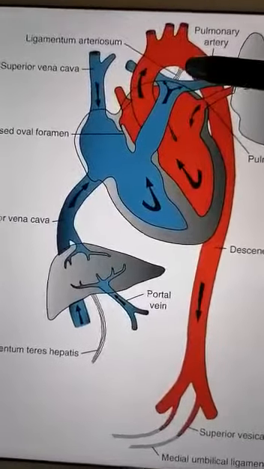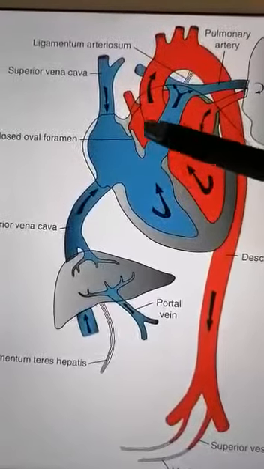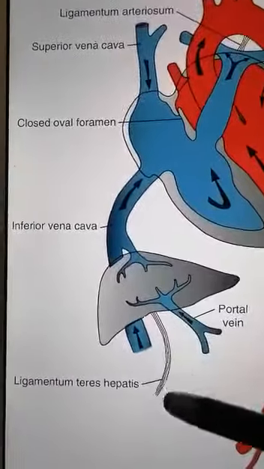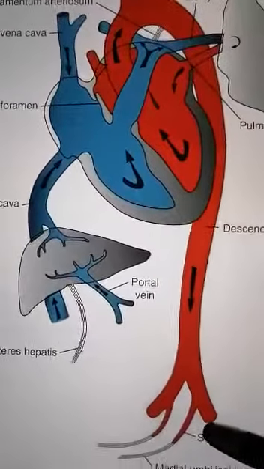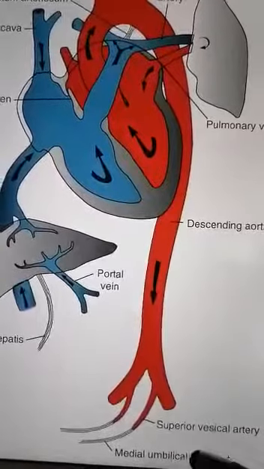The ductus arteriosus becomes the ligamentum arteriosum, the foramen ovale closes, the umbilical vein develops into the ligamentum teres, and the umbilical arteries develop into the medial umbilical ligament and the superior vesical artery.